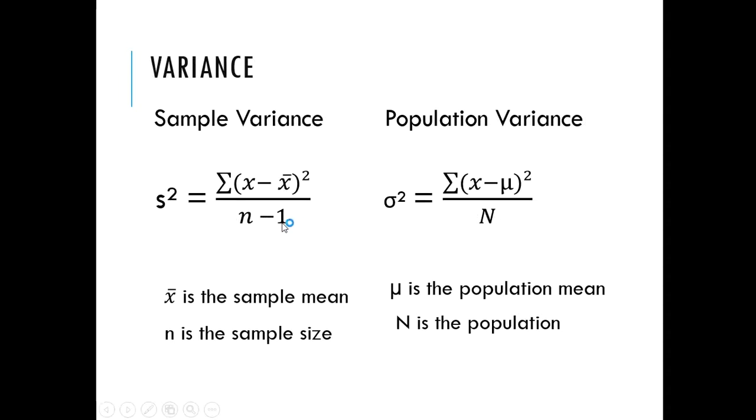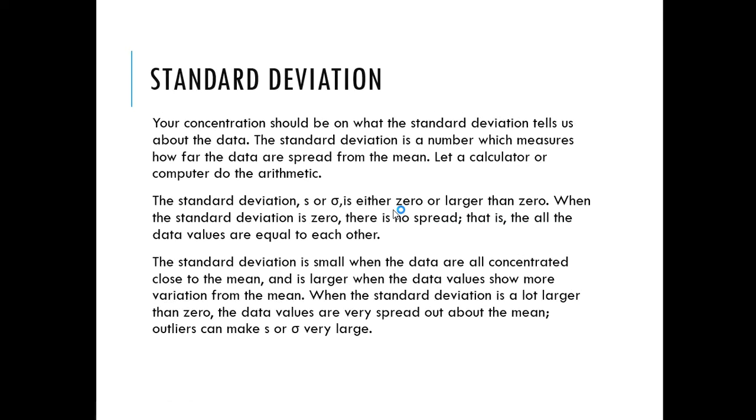Sample standard deviation is noted by S. Sample variance is noted by S squared. And then population variance is noted by sigma squared. Okay, we're going to look at this in the calculator in just a second.